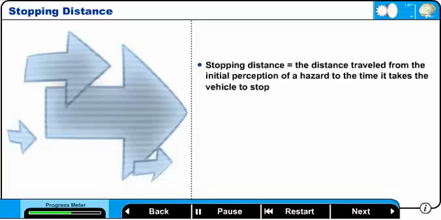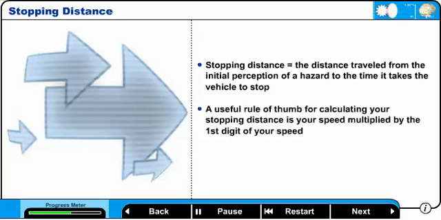Stopping distance is the distance traveled from the initial perception of a hazard to the time it takes the vehicle to stop. A useful rule of thumb for calculating your stopping distance is your speed multiplied by the first digit of your speed. For example, if you're traveling at a speed 30 miles per hour, multiply that number by its own first digit, 3, for a total of 90. You would need a total of 90 feet to come to a stop.